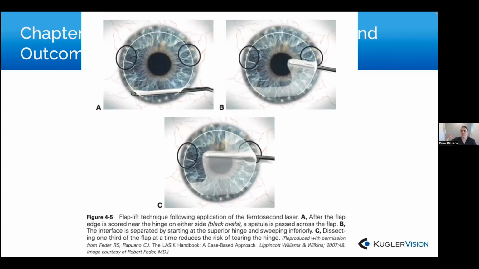But usually you want to start close to the hinge and free up the space beneath the flap under the hinge. And then a lot of surgeons will, rather than one fell swoop where you try to lift up the flap all at once, work in thirds, from the hinge side to the inferior side. Most hinges right now are made superiorly, so we'll work inferiorly and do a third at a time, lifting that flap, careful not to puncture the flap as we're lifting it.